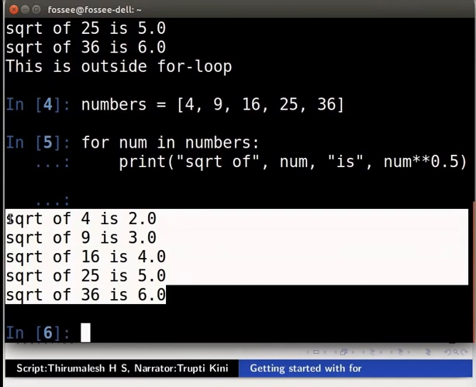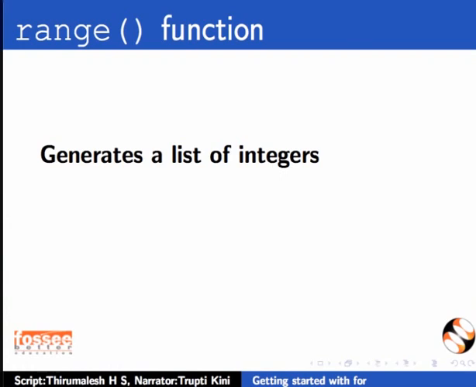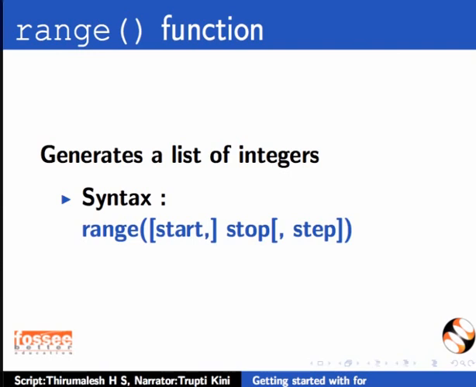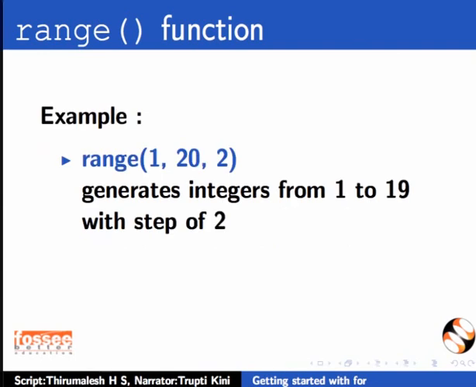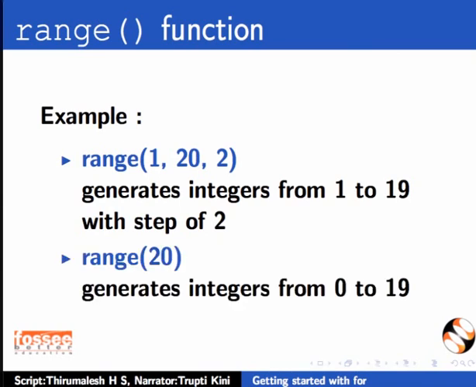Next we will see about the range built-in function in Python. The range function generates a list of integers. The syntax is range, start, comma, stop, comma, step. For example, range inside parenthesis 1, 20, 2 generates integers from 1 to 19 with step of 2. Range inside parenthesis 20 generates integers from 0 to 19. Note that the ending number that you specify will not be included in the list.